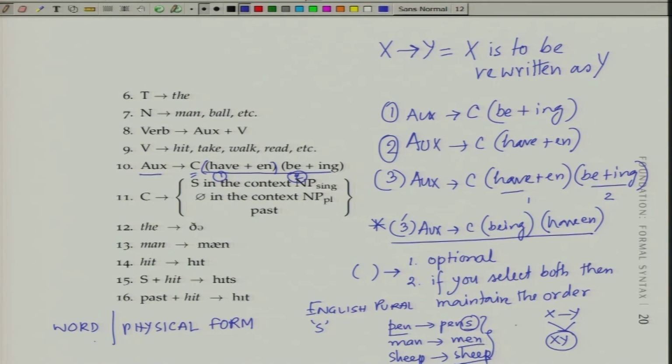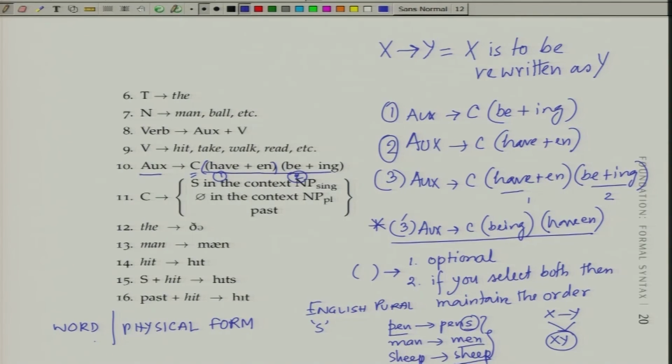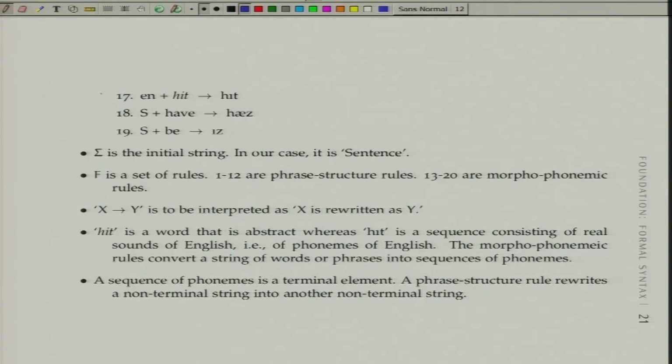For example, with pen it does, but with men it doesn't, with sheep it doesn't. But from the context we understand that in all three cases actually the S is present. In one it appears very clearly, in the second it has changed the form, and in the third it has completely disappeared. What does it signify? This signifies that words are abstract things, and when they get realized they are different. They may also disappear when they get realized in the physical speech. So we take this lesson and we try to see the rest of it. Now we can notice here rule 12 through 19. These rules are called morphophonemic rules.